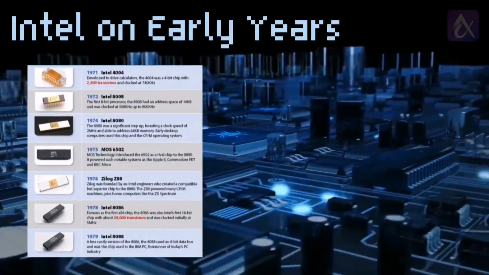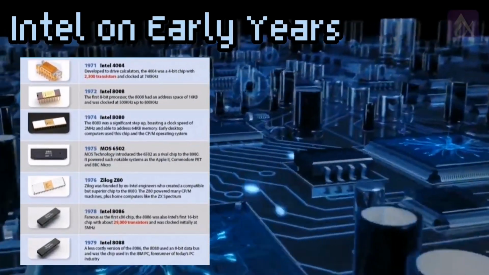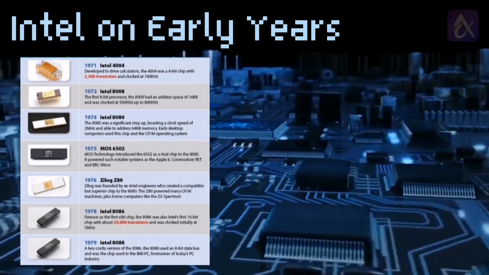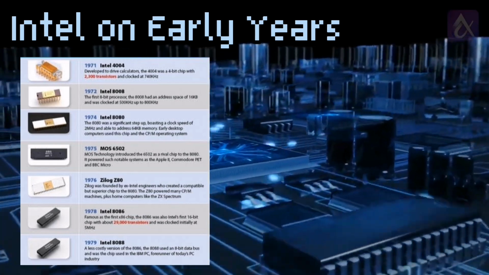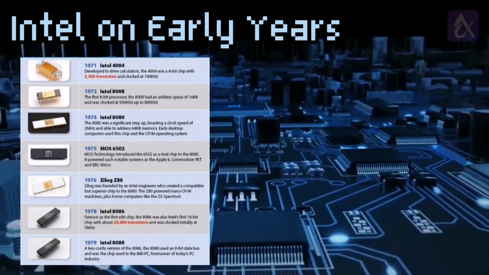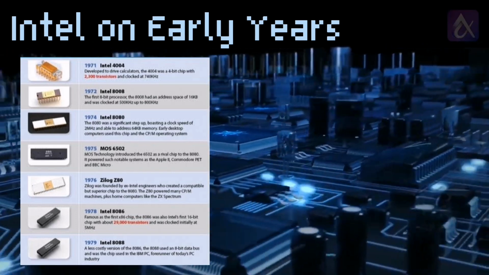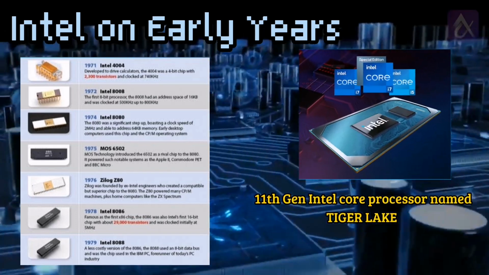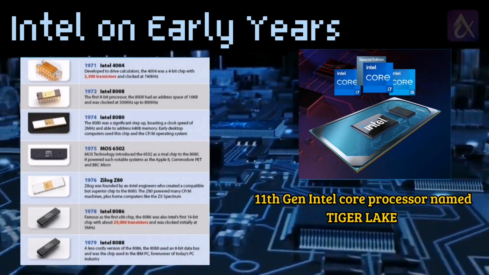Intel's early years. As you can see, the evolution of Intel goes from 1971 with the Intel 4004 until 1979 with the Intel 8088, and up to the 11th gen Intel Core processor named Tiger Lake.